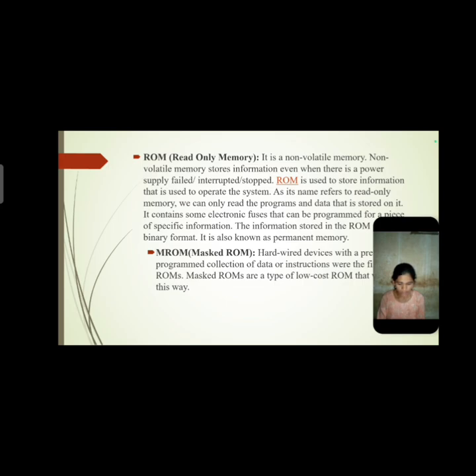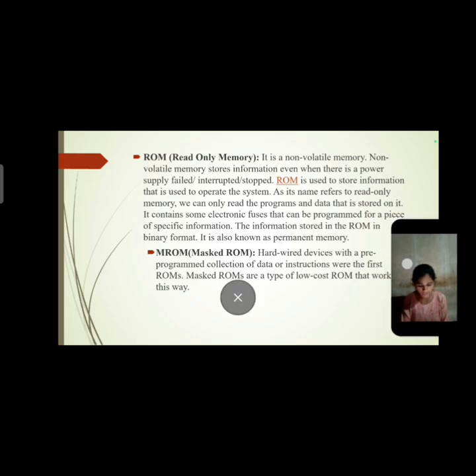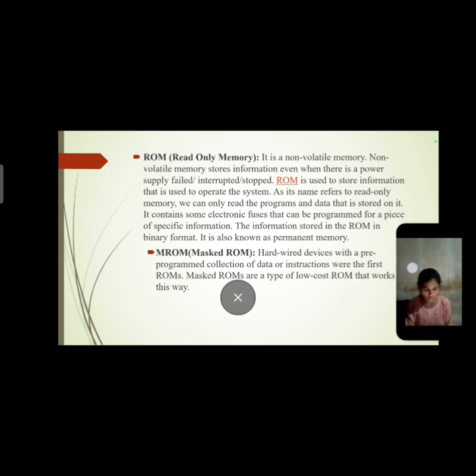Read-only memory is a non-volatile memory. Non-volatile memory stores information even when there is a power supply failure. ROM is used to store information that is used to operate the system. As its name refers, read-only memory, we can only read the program and data that is stored on it. It contains some electronic fuses that can be programmed for pieces of specific information. The information stored in the ROM is in binary format. It is also known as permanent memory.